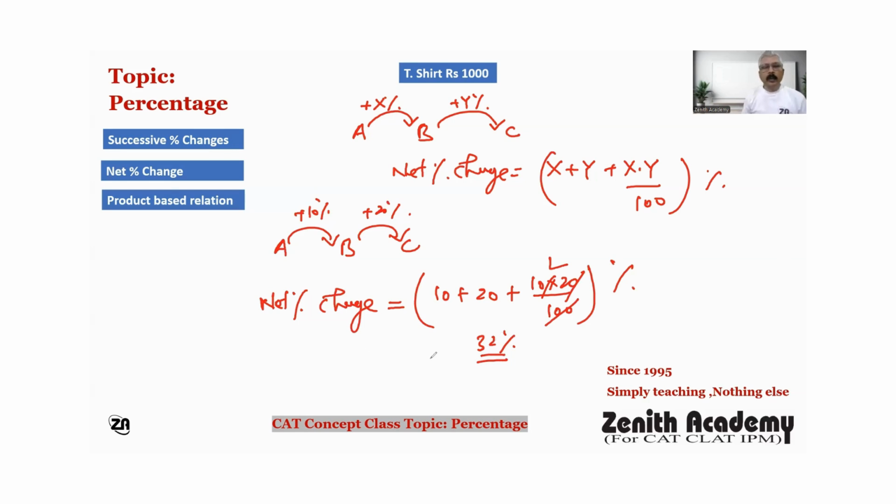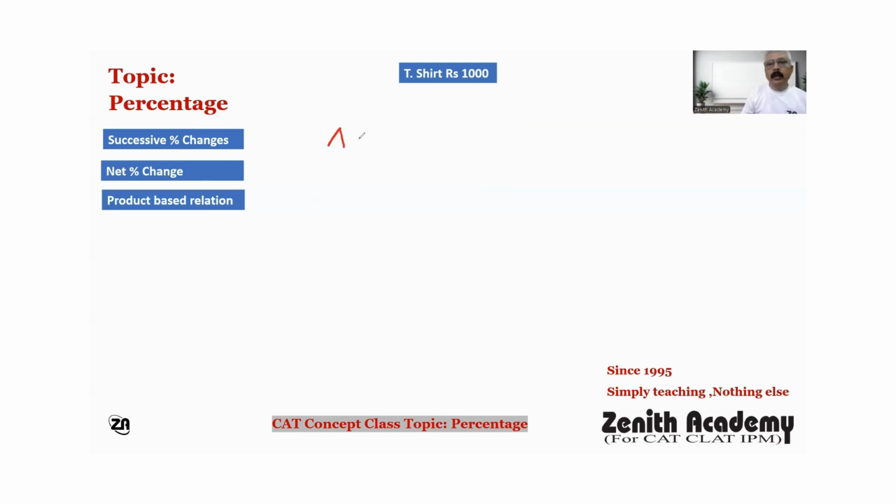More examples. Like A sells his product to B at a 10% profit, and B sells his product to a charity C at 5% loss. So net percentage change by using the formula: X is equal to 10 and Y is equal to minus 5.